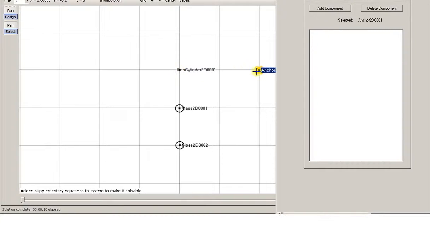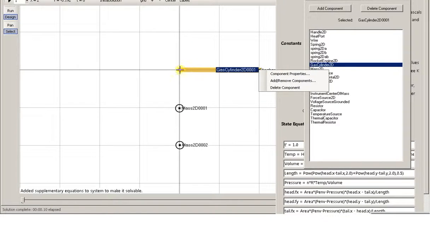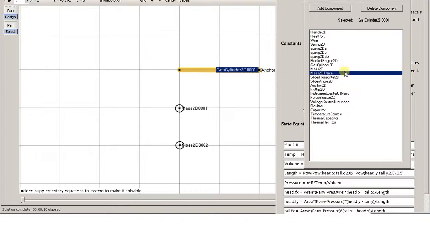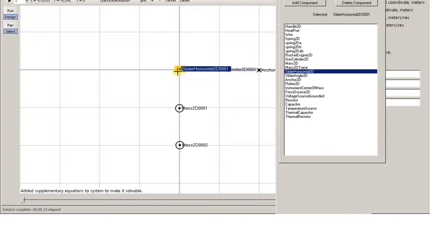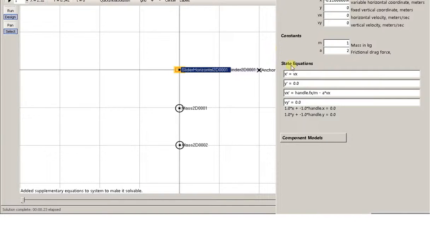Here's a gas cylinder. The equations a gas cylinder conceals right now are PV equals nRT. This slider here is a mass that can only move in one direction. Let's look at those equations. Y prime, the time derivative of y, the y velocity, is 0. And its derivative, the y acceleration, is 0. So this is just to make sure that the piston stays on a line.